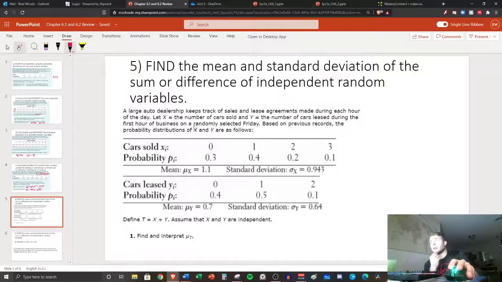But we're going to talk about a large auto dealership. They're keeping track of sales and lease agreements. So you either sell a car or you can lease it, which is basically kind of like renting. And they're made each hour of the day, and it says let X equal the number of cars sold and Y equals the number of cars leased during the first hour of business on a randomly selected Friday. Based on previous records, the probability distributions of X and Y are as follows. So this is X, this is Y. T is defined as X plus Y. It says assume that X and Y are independent.